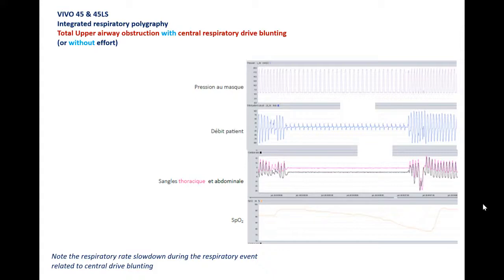So, of course, again, the pressure is constant, so it's important. You do not have any major leaks. In a patient ventilated with a pressure ventilator, his flow is decreasing. The respiratory event is related to upper airway narrowing. If you look at the thoracic and abdominal belts, they do not move because central respiratory drive is totally blunted. Here is total upper airway obstruction with central drive blunting.